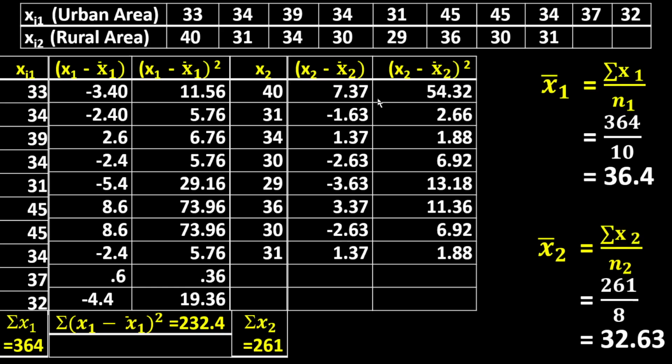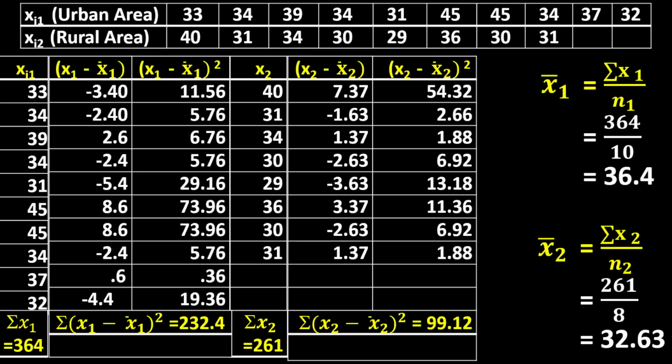7.37, the square of 7.37 is 54.32, and the square of minus 1.63 is 2.66. The square of 1.37 is 1.88. In this way, the squares of all the deviations will be found and written in a separate column. At the end, we will find the sum of the squares of the deviations taken from the mean of the observations of rural area. It will be 99.12.